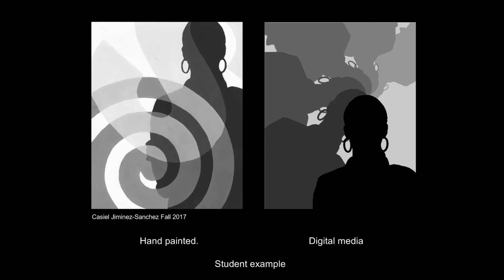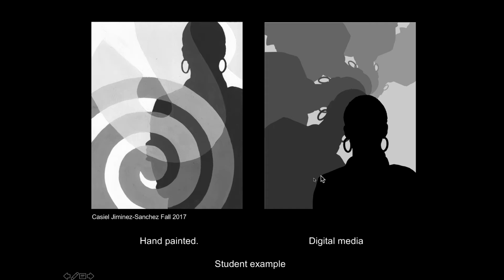This was done last semester by Casil Jimenez Sanchez, and so he took an image of Sade the singer, and you can see his letter form is an S, and then this kind of symbol for infinity. And if you look carefully, you can see how the shapes overlap and create these median values. Kind of clever the way he did this.